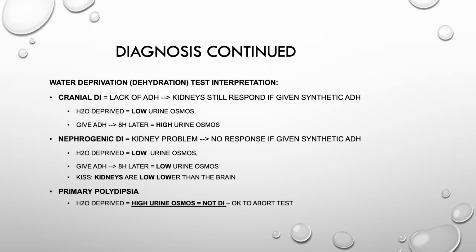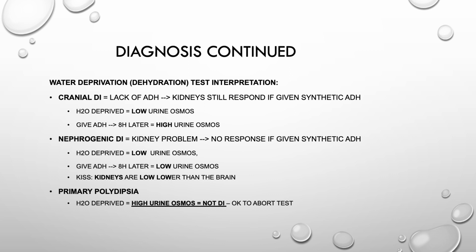So keeping it simple, the kidneys are lower than the brain. That's how I think of it. So if the kidneys stay low after ADH, so they're already low osmolality and then low again, kidneys are lower than the brain, it's a kidney problem. Low. Okay? Now, if this is primary polydipsia, we are going to have high urine osmolality from the start, right?